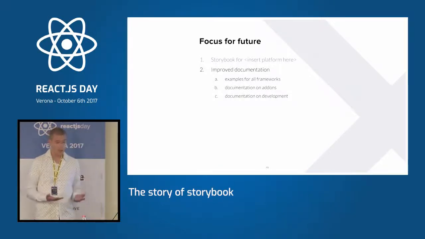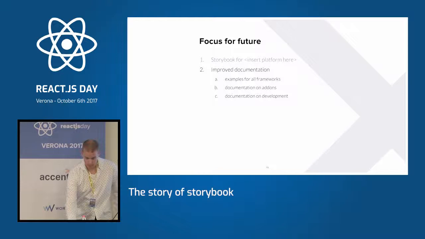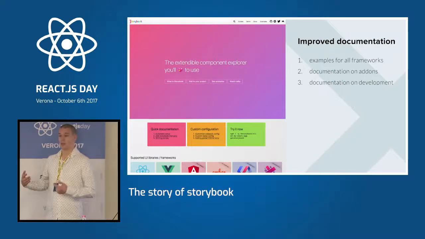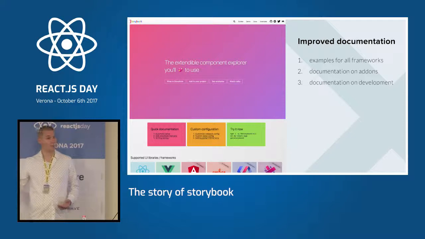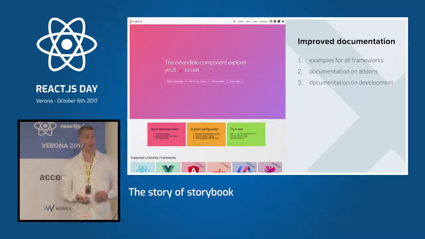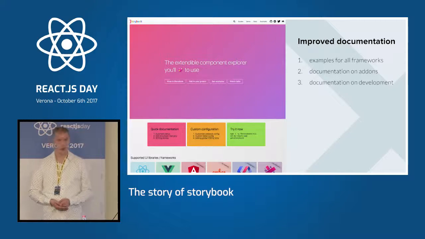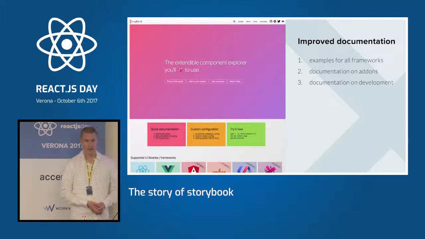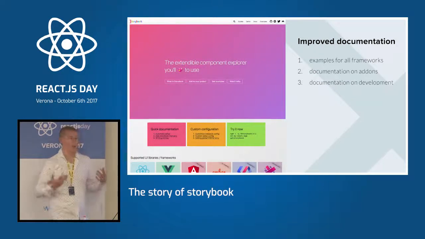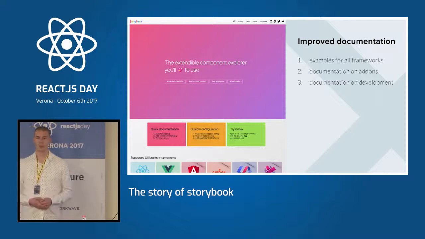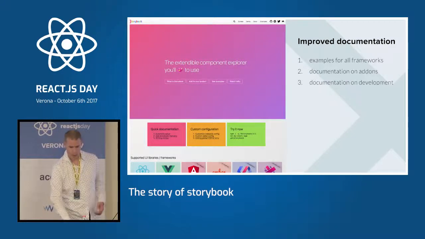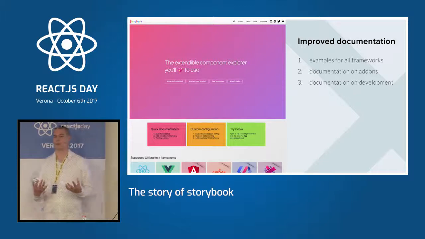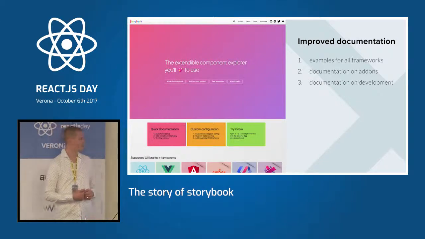And we want to improve Storybook documentation. Obviously, if we're going to be such a huge project for so many frameworks, we better have top-notch documentation to use it. People have come to expect really good documentation these days for good reason. And you can see that projects that have good documentation just do better overall. So we want to have good examples and good documentation for all the frameworks we support, good documentation for the add-ons, and good documentation for Storybook development per se.